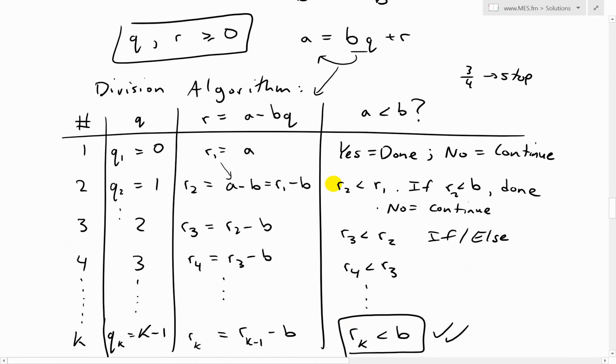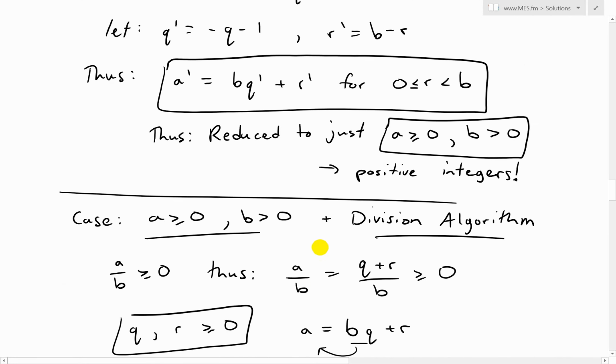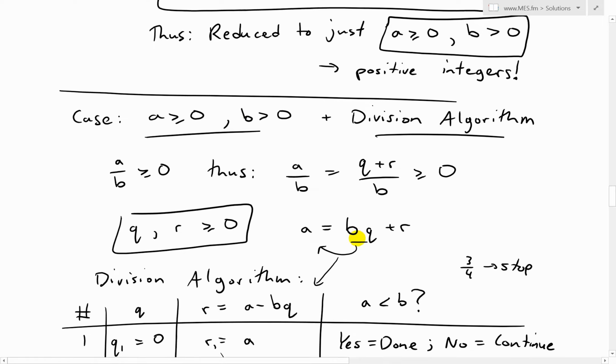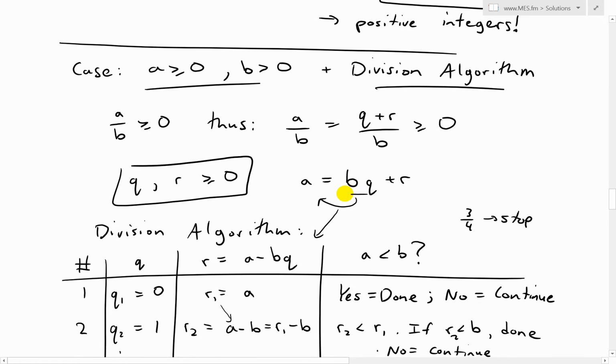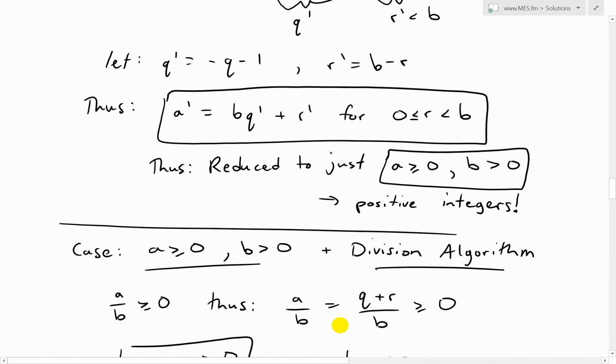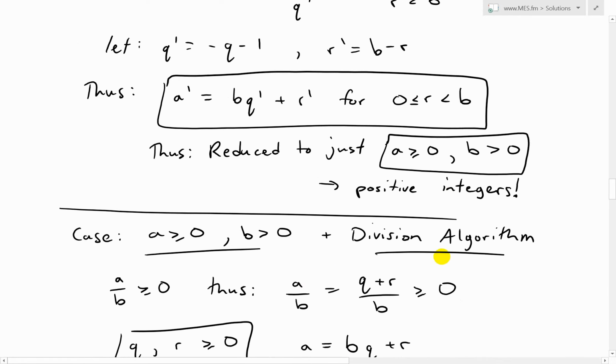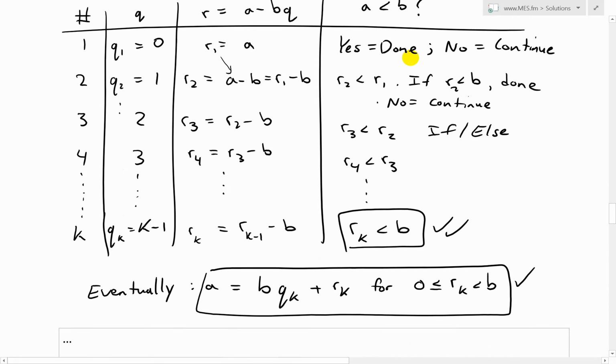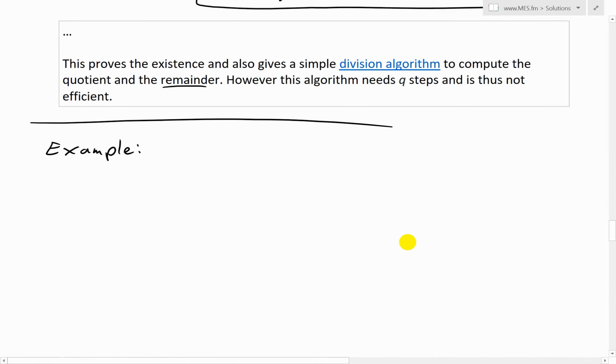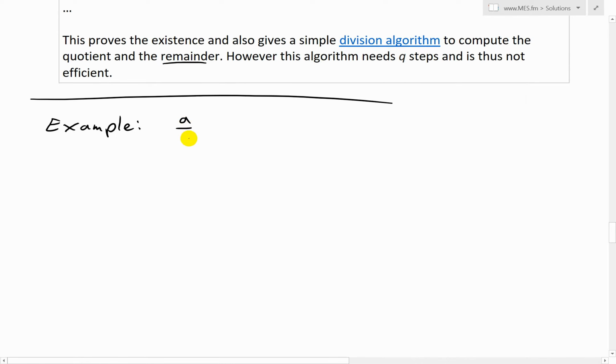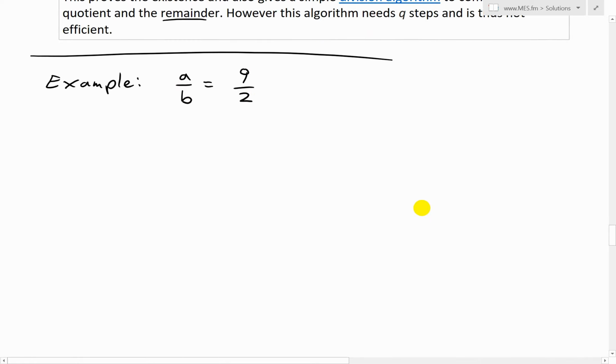This is for a greater than or equal to 0 and b greater than 0, and so we just proved it for this case that it exists, and as I showed, all the other ones can be reduced to this, so that is proven there. So let's just look at the example where the dividend and the divisor are 9 over 2. So we're dividing 9 by 2, and again we have that formulation a equals bq plus r.